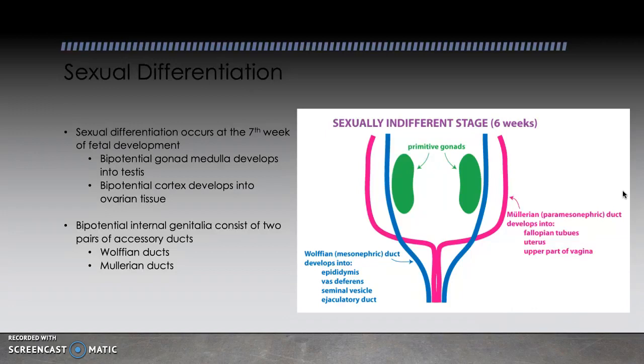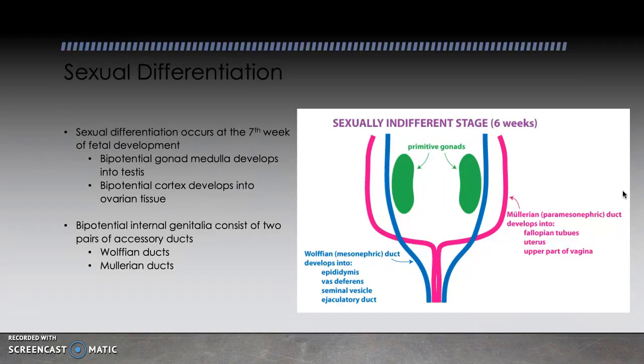The bipotential internal genitalia consist of 2 pairs of accessory ducts. You have the Wolffian duct, which develops into male accessory organs, and you have the Mullerian ducts, which are female, developing into the fallopian tubes, uterus, and upper part of the vagina.